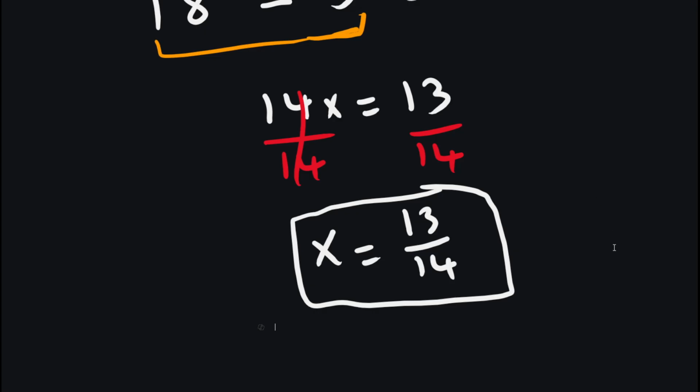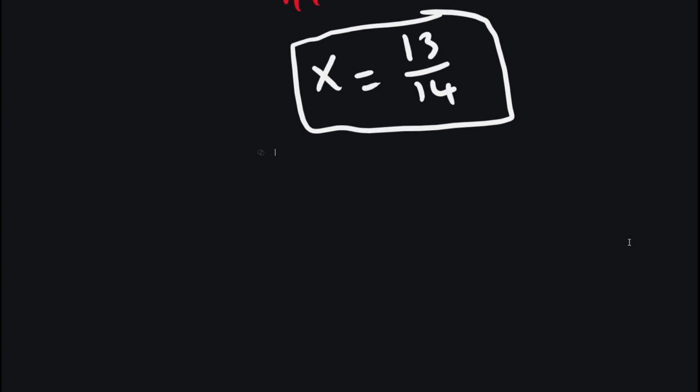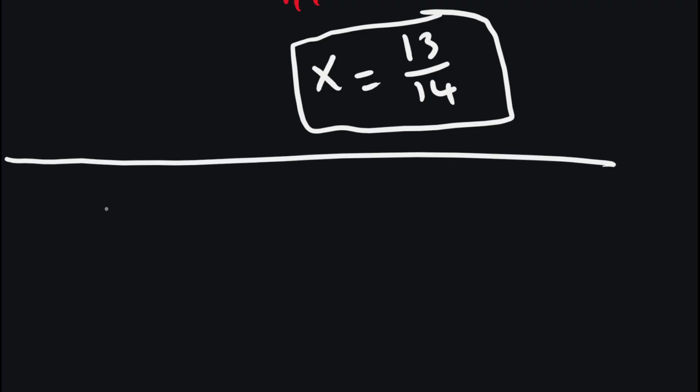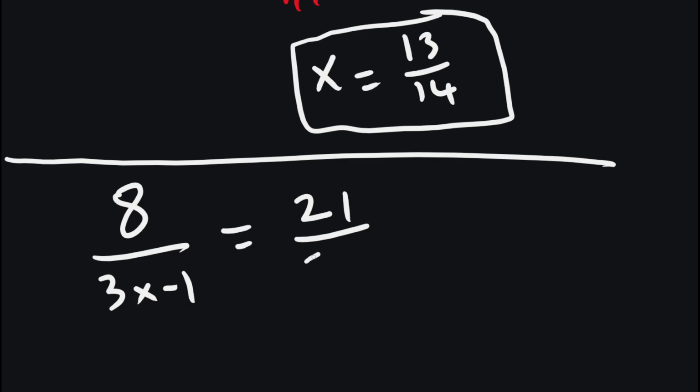And that is one way to do it. You would multiply both sides by the least common denominator. So let's go through another scenario. Let's say we had 8 over 3x minus 1 equals 21 over 2x. Now this is a slightly different rational equation. We have x's in both denominators on either side of the equal sign.